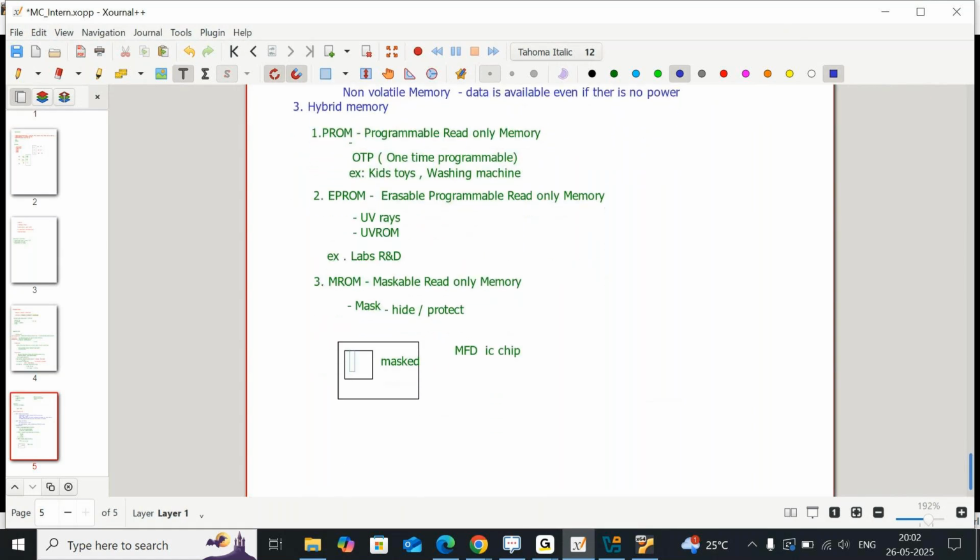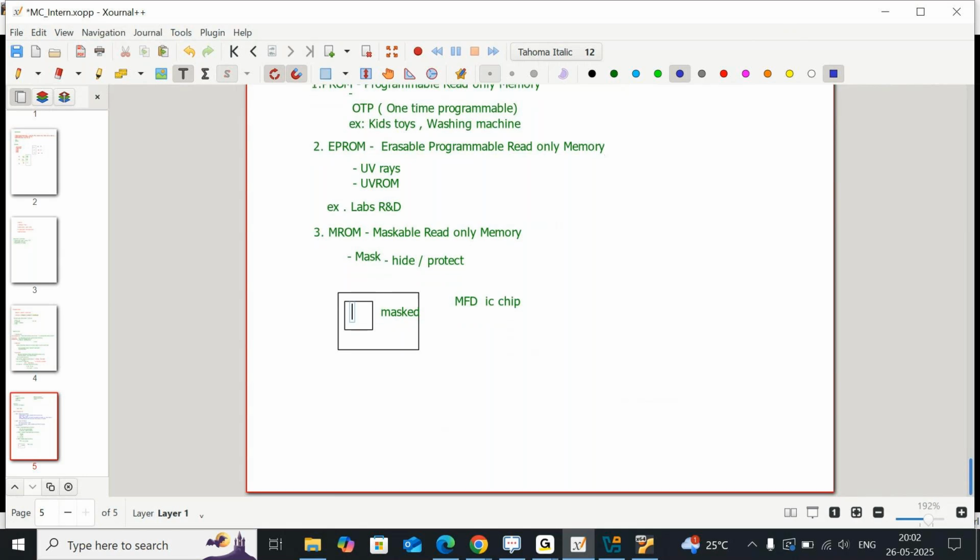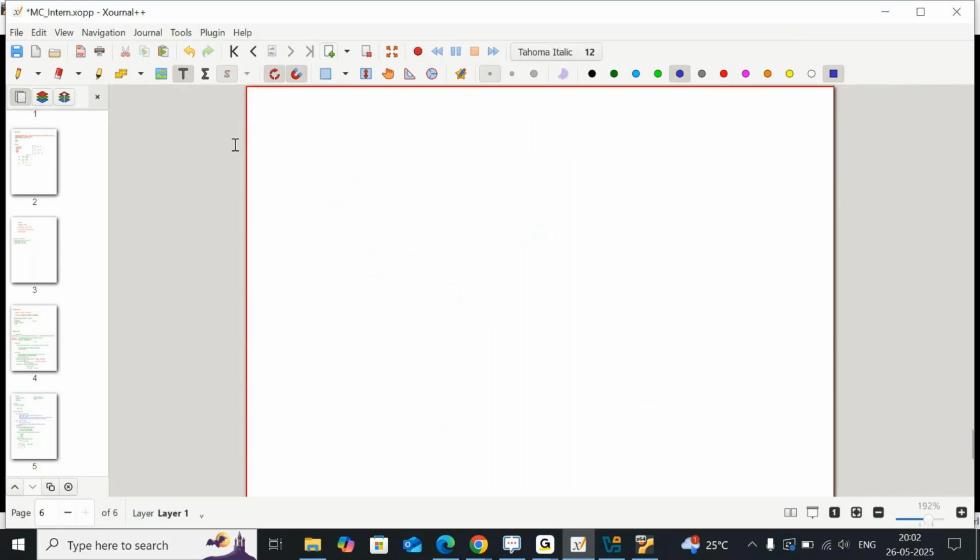Hybrid memory has the property of both ROM and RAM. Correct, a combination of ROM and RAM. So hybrid memory has properties of both ROM and RAM. Why do we need these properties of both ROM and RAM?